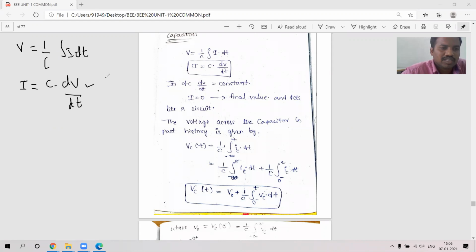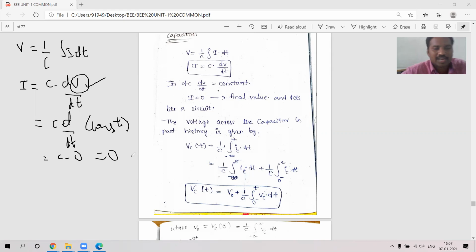Similarly, a DC voltage is applied here, no? If a DC voltage is applied, what will be the current? This voltage is constant, no? DC means constant voltage. So d by dt of a constant is 0. C into 0 is 0. That is nothing but the capacitor acting like an open circuit at the final condition. But this capacitor is initially stored with some charges, we will see that one. This is the final value, and it is acting like an open circuit.